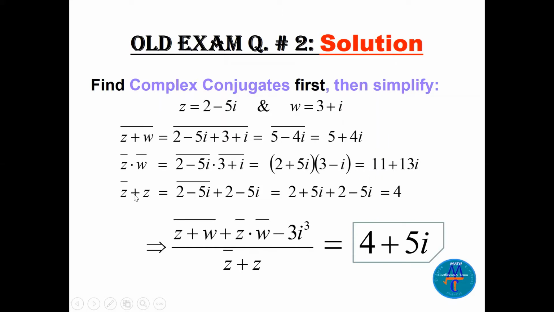z bar plus z: z bar is 2 plus 5i. You add, the imaginary parts cancel here, you get 4. See, take all these 3 numbers here, put them there, and we know i cubed is minus i, times minus 3. You will find out the answer, 4 plus 5i.